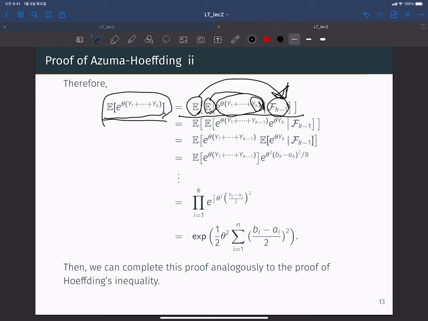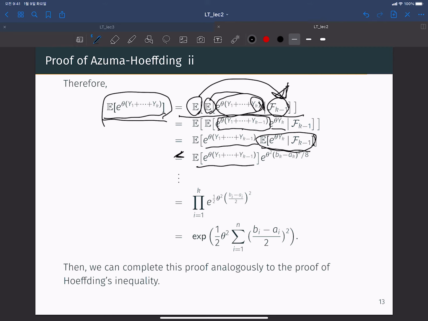So here only yk is a random variable, so this is just a constant. So we can move this constant to the outside of the inner expectation like this. And from Hoeffding's lemma, we essentially can bound this. So here there is a typo. Sorry, this is this inequality. Right.